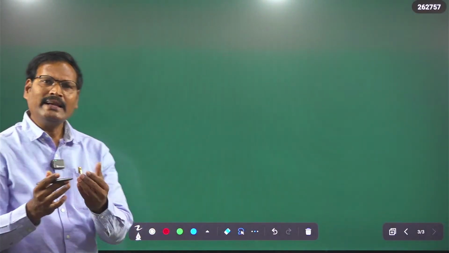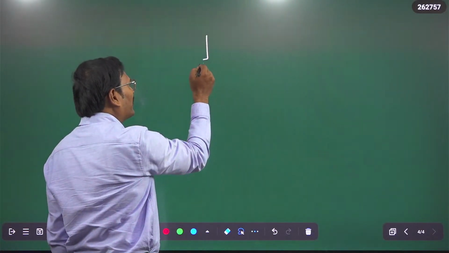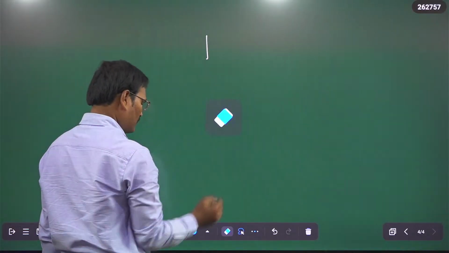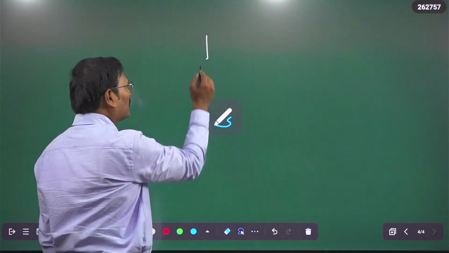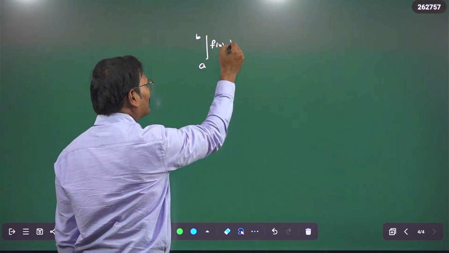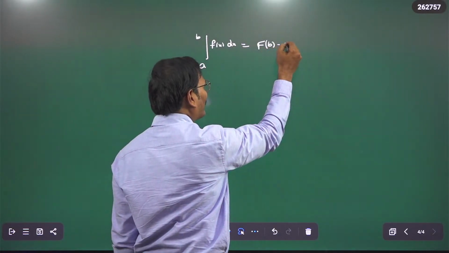Okay, sir, in indefinite integration we have plus c, no? What about that c in definite integration? So the integral from a to b of f of x dx. Here the formula is what? F of b minus f of a.